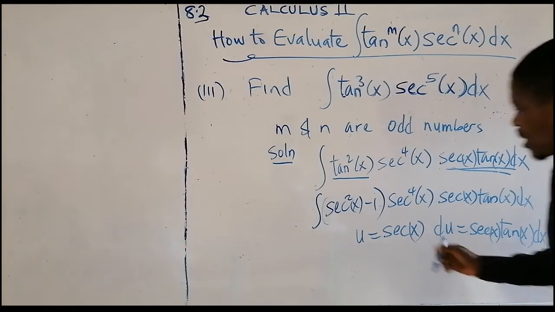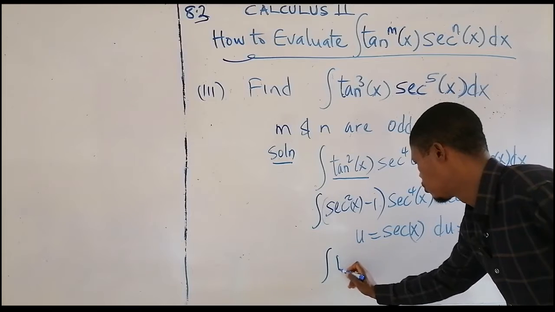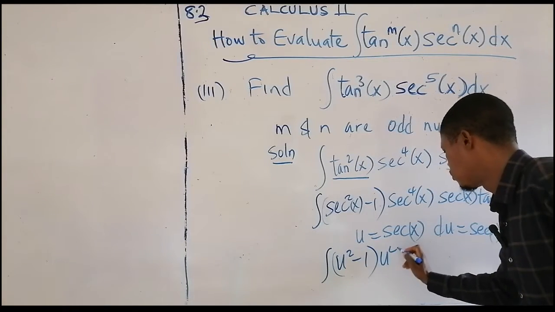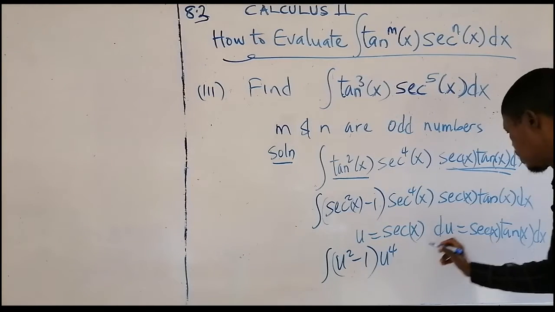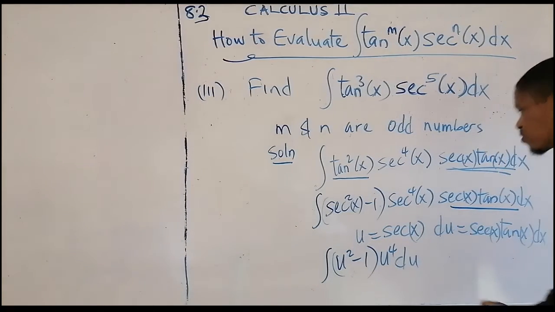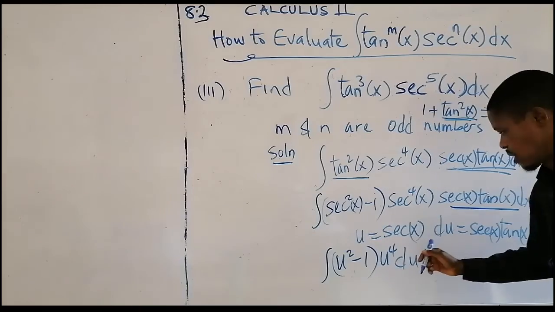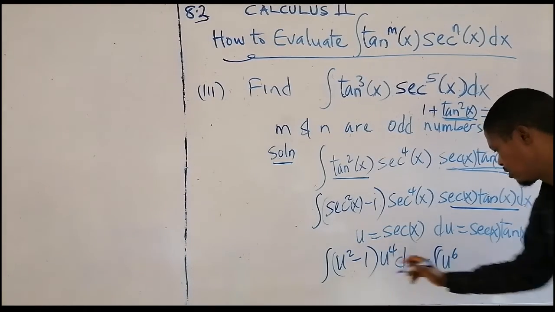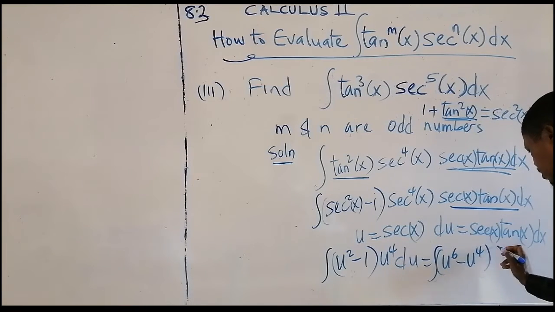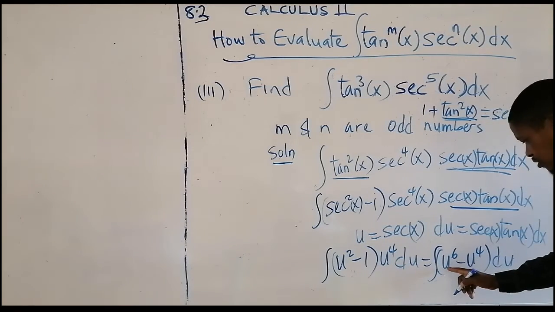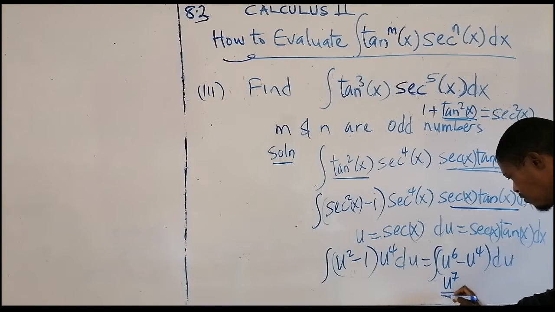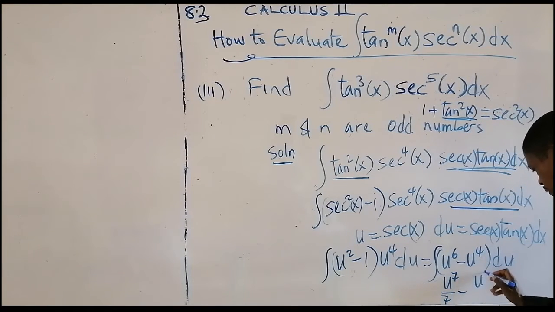Then we now have the integral of u squared minus 1, and then u to the power 4, du. So that's what we have done in that place. Do the expansion: this one times this is u^6, this one times this is minus u^4, du. Then the integral of u^6 is u^7 over 7, minus u^5 over 5, plus c.